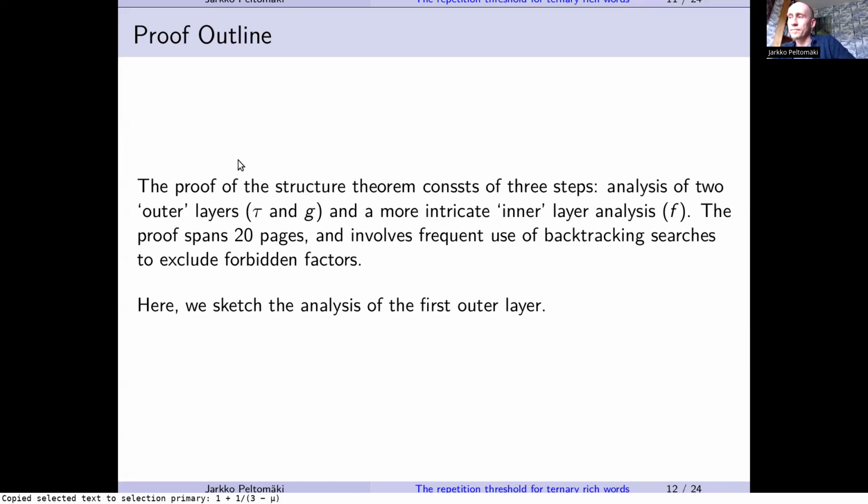So I will sketch the part to see how you could desubstitute. How do you prove that you can desubstitute the word with this tau? Then you need to show the same for G and the same for F, and proving it for this inner morphism F is the trickiest part, but I'm not going to go into those details today. For that, you need to check the paper.